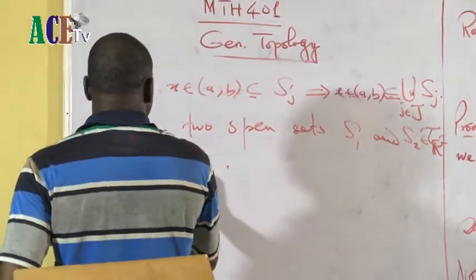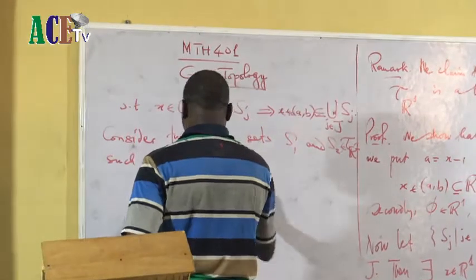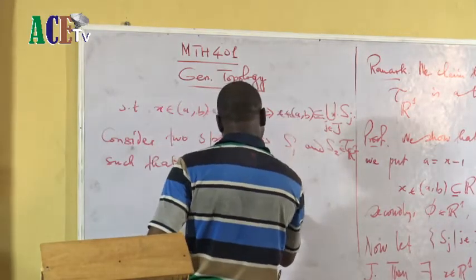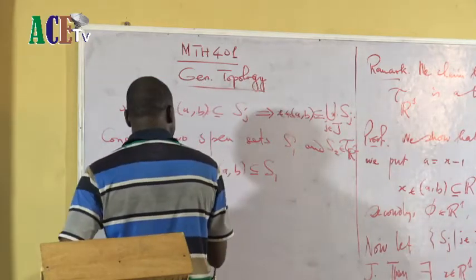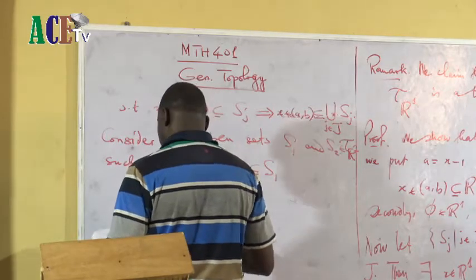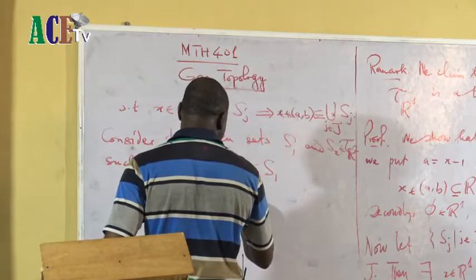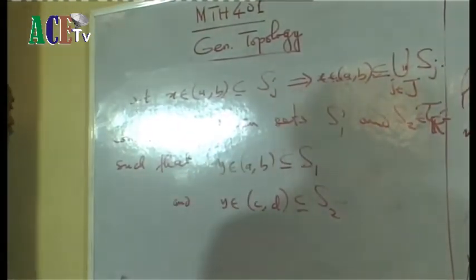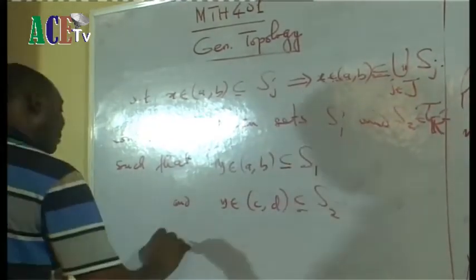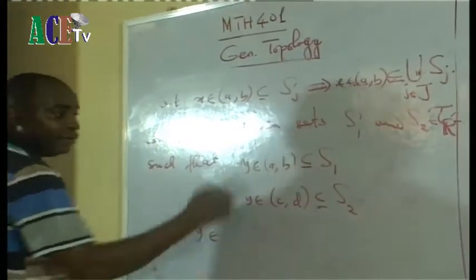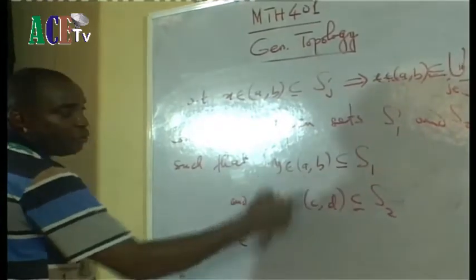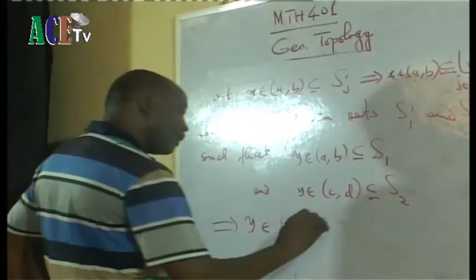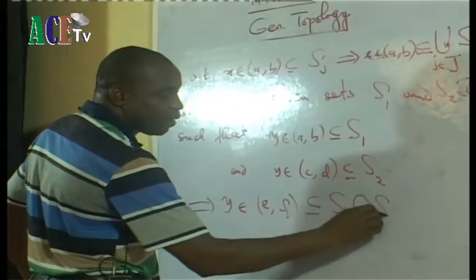Such that Y belongs to (A, B). This is an open interval. Y lies between A and B, where this is contained inside S1, and we also claim that if Y also is contained inside (C, D) belonging to S2, then it means that Y is contained in the intersection of both of them. This implies that Y is contained in, we are not going to use these two intervals. We'll use (E, F). I'll tell you the reason why very soon. And where this is contained inside the intersection of S1 and S2.